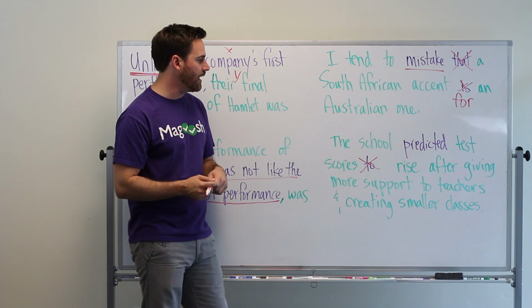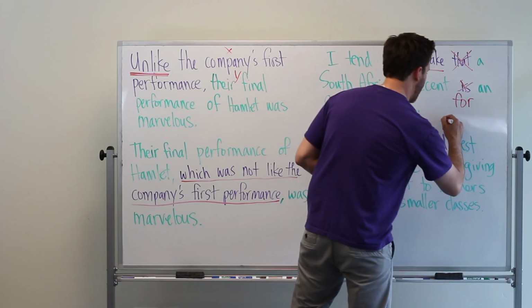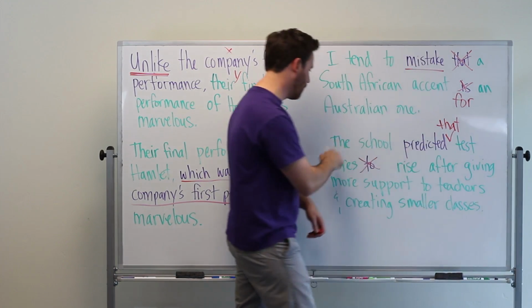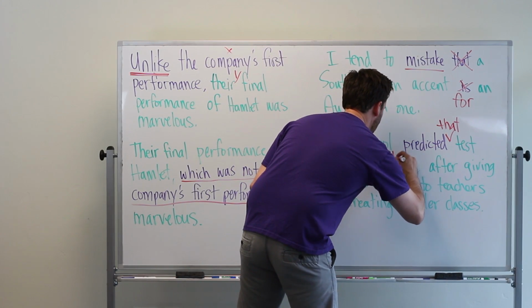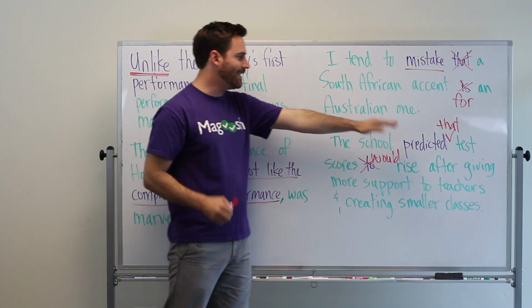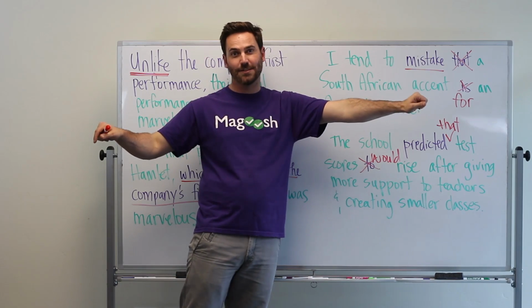What you'd want to use is a that clause. So the school predicted that test scores would rise after giving more support to teachers. So with predicted we do use that, and then with mistake we do not use that.